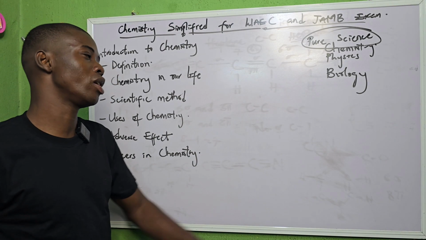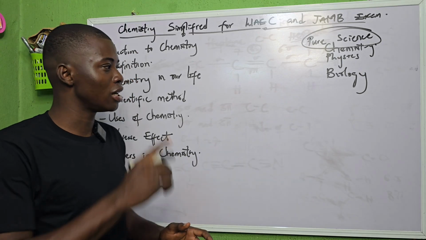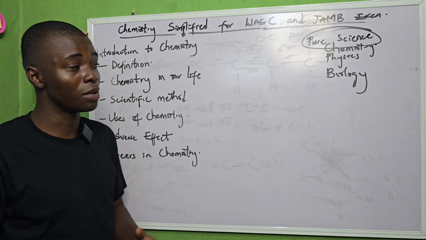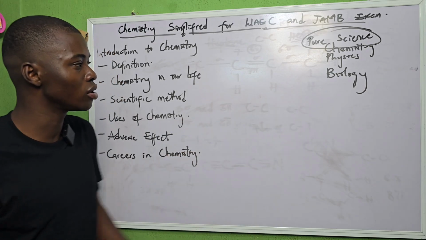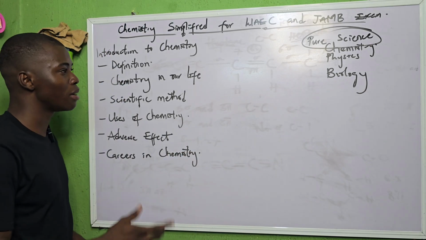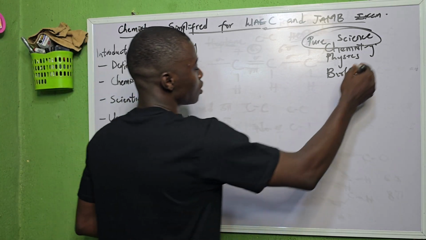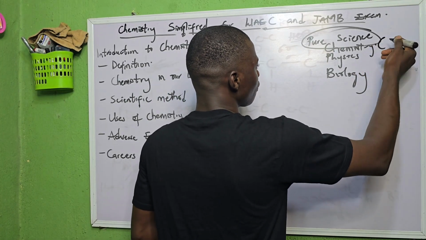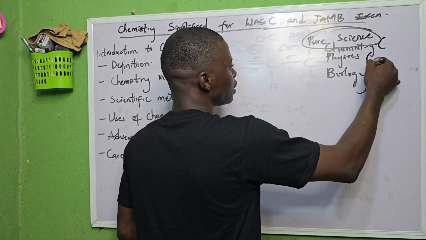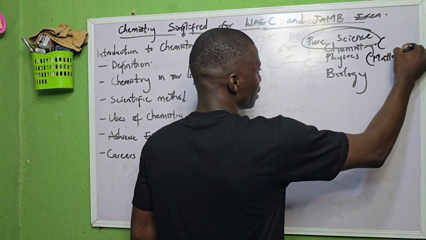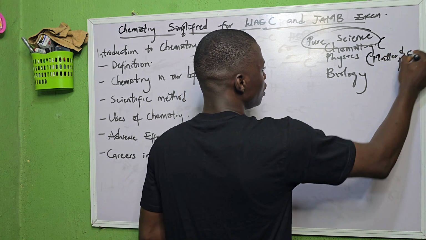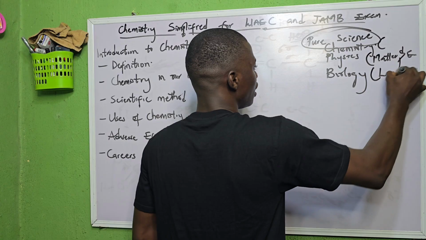Someone will ask me, sir, what about mathematics? Please, it's not considered a branch of pure science. It's a science, but it's not a branch of pure science. These are the three major branches of pure science. So what is chemistry? Let me start with physics. Physics actually talks about matter and energy, the physical part of matter and energy. Biology actually talks about life.